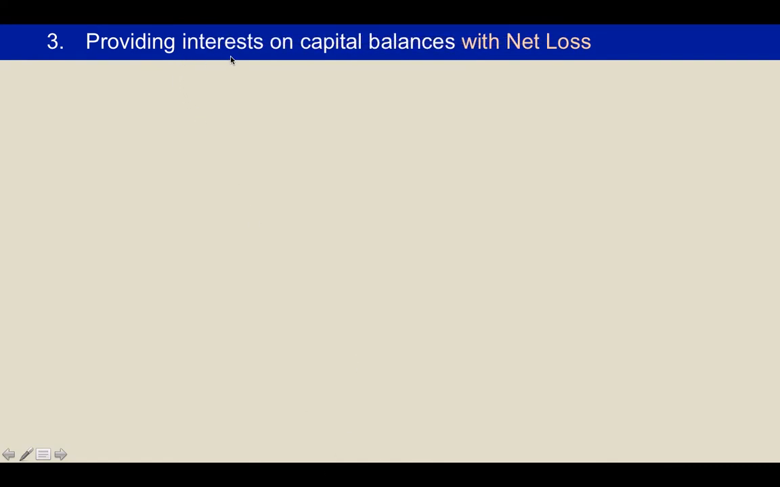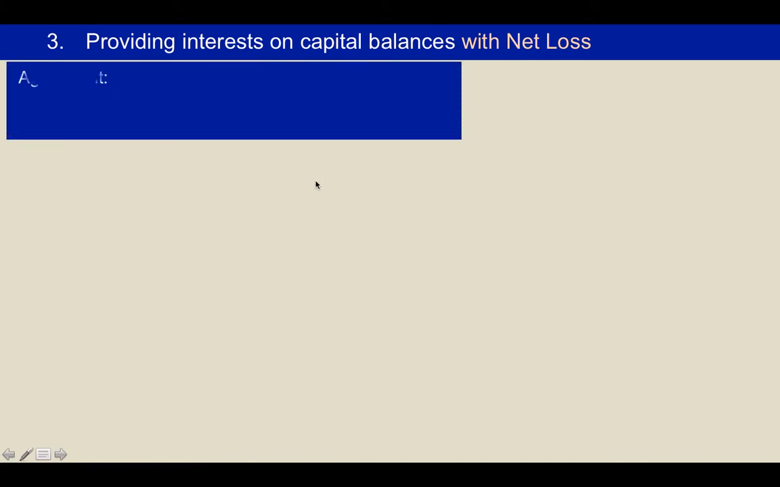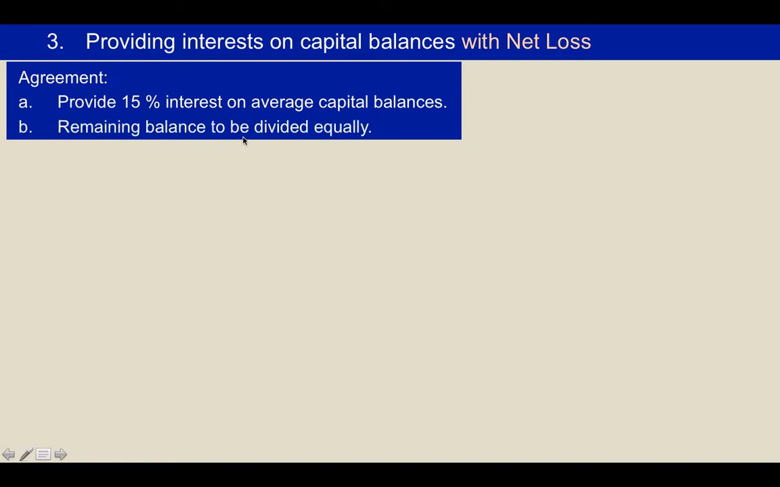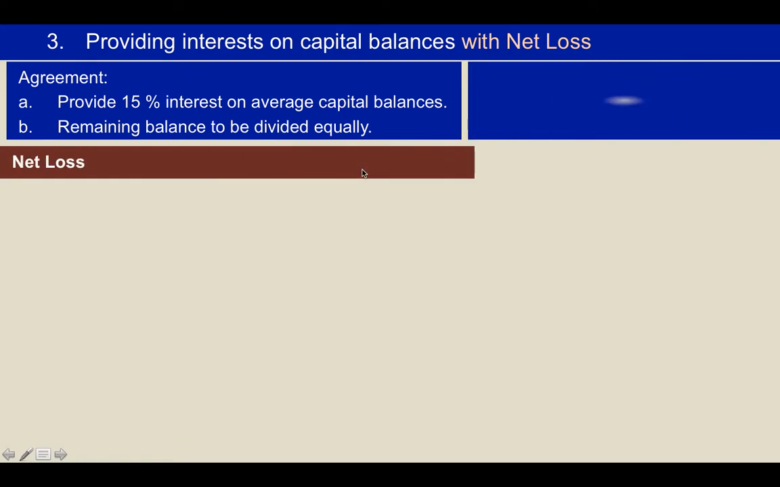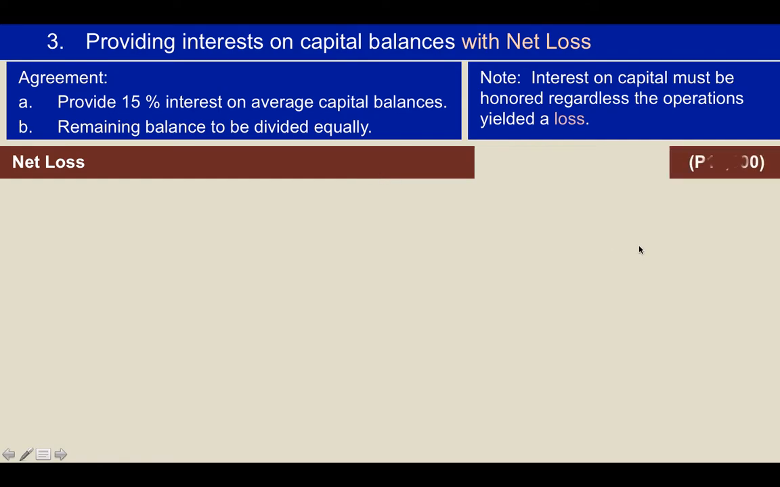same thing, we will provide interest on capital balances, but at this time, our assumption is that there is a net loss. Okay, so we are going to use the same agreement, which is provide 15% interest on average capital balances and the remaining balance to be divided equally. Okay, at this time, we have a net loss of 10,000. Okay? But take note, class. Interest on capital must be honored regardless the operations yielded a loss. So even if there is a loss, you have to honor the agreement for interest on capital balances. So let us do the distribution.